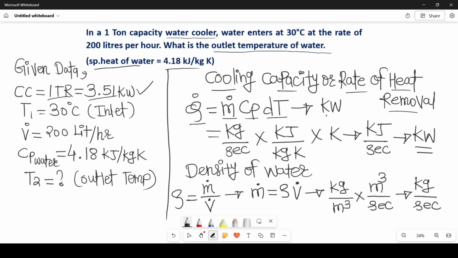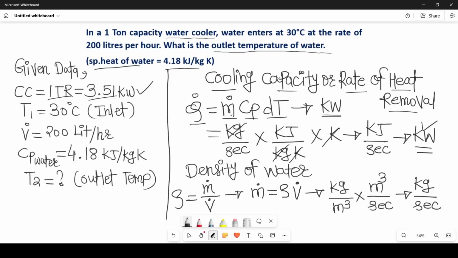So if I want to get the kilowatts of unit here, mass flow rate should be used in kg per second. Cp should be used in kilojoule per kg Kelvin, and the temperature difference should be used in Kelvin. So if I can cancel here kg, Kelvin, Kelvin, I will get kilojoule per second, which is nothing but kilowatts.